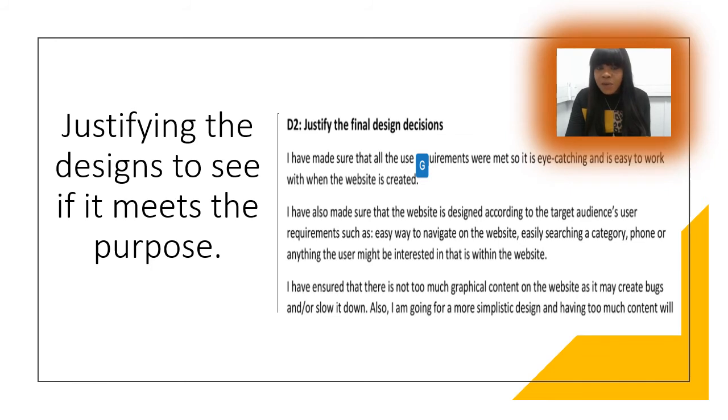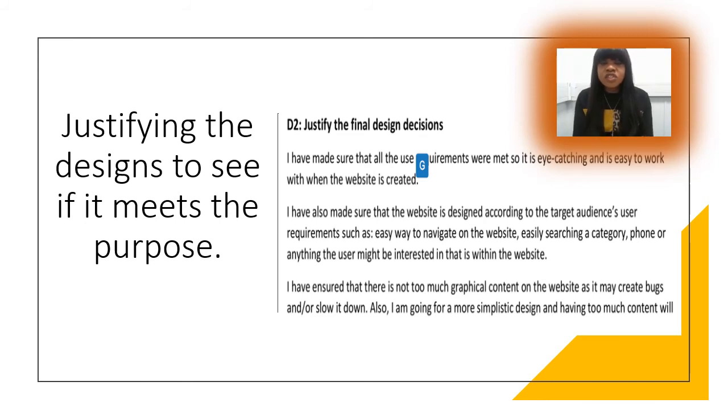This is an example. On here I just wrote, that's where I've marked it, and it says G, and that's for grammar. It meant that that person had made a grammatical error. So he just said, I've made sure that all the user requirements were met, so it is eye-catching and it is easy to work with. I do not like to read out students' work, but as you can see on here, you can use it as a guide, as an example.